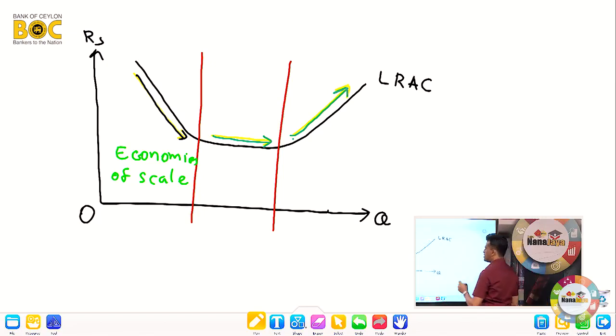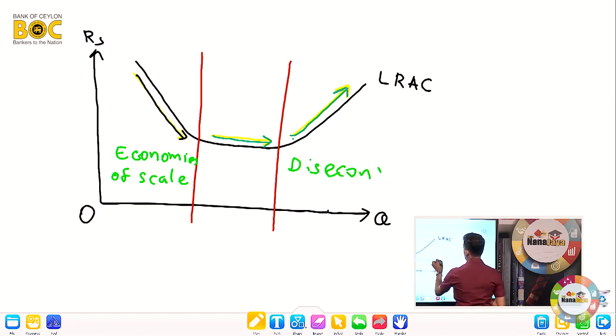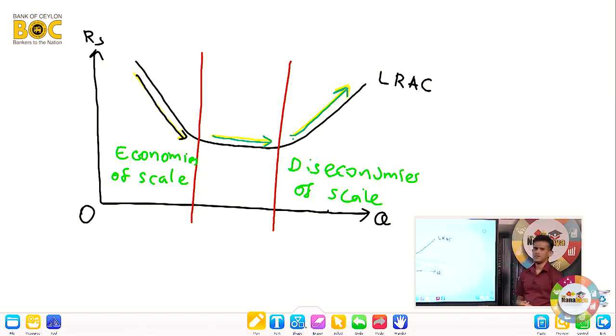And when the firm experiences diseconomies of scale, the long run average cost will go up. The long run average cost will go up when the firm experiences diseconomies of scale.